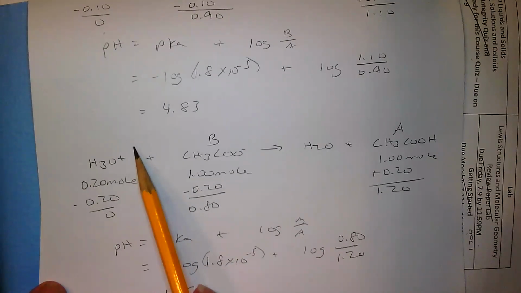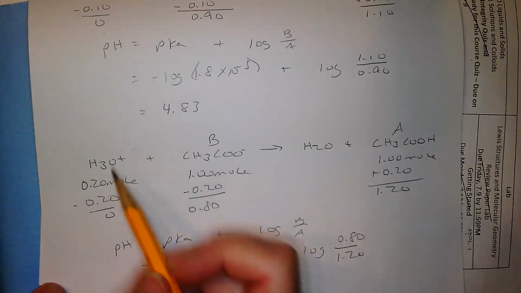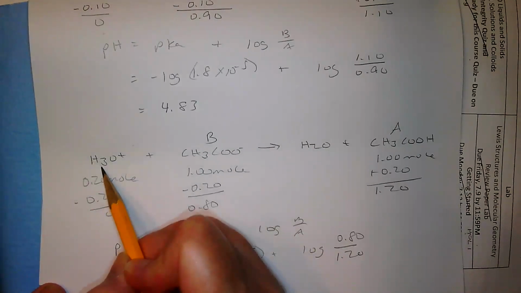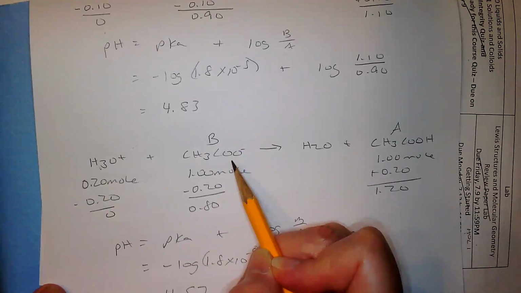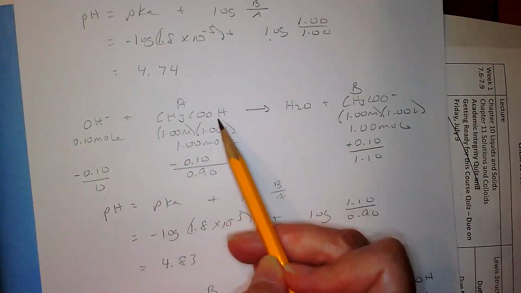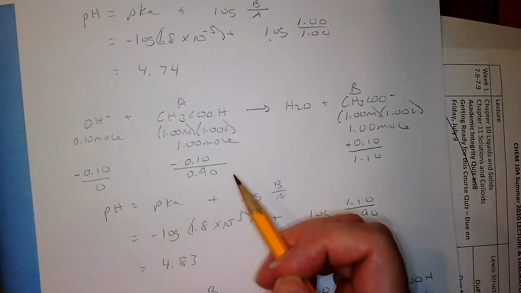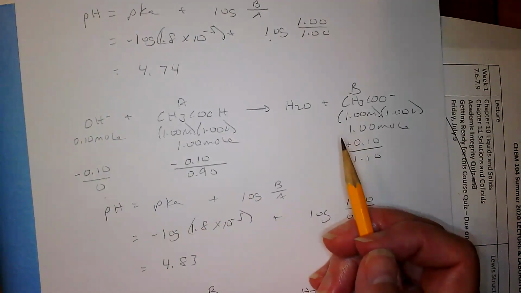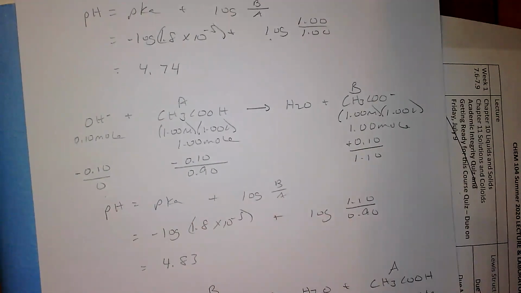Probably the hardest part is just figuring out what the reaction is. And what you have to remember is that if you add an acid to a buffer, it's going to react with the base in that buffer solution. And if you add a base to a buffer, it's going to react with the acid component of the buffer solution. Acids react with bases. Bases aren't going to react with bases. Acids aren't going to react with acids. Acids react with bases.